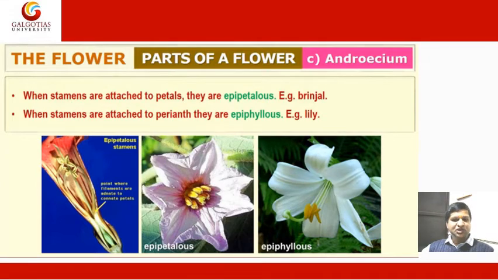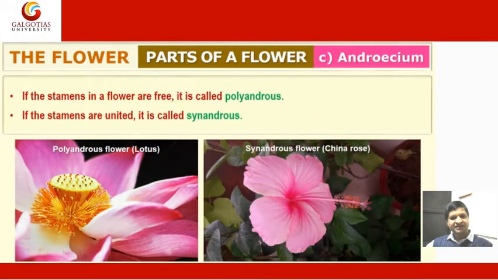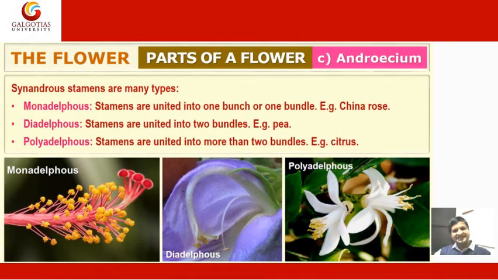When stamens are attached to petals, they are epipetalous. The example is brinjal. When stamens are attached to the perianth, they are epiphyllous, as in lily. If the stamens in a flower are free, it is called polyandrous. If the stamens are united, it is called synandrous. Synandrous stamens are of many types.